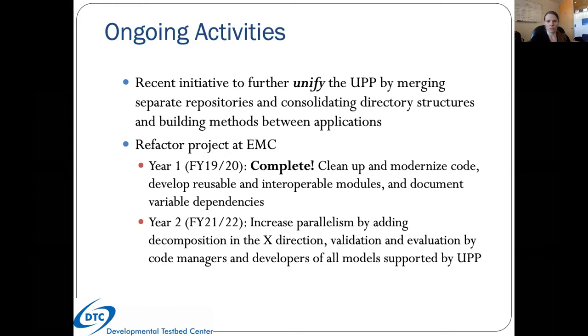We also have a refactor project that's ongoing with EMC. Year one is complete, and those activities included cleaning up and modernizing the code, developing some reusable and interoperable modules, and documenting variable dependencies. We're currently in year two of this project, and that includes increasing parallelism by adding decomposition in the X direction. While I did say that UPP was an MPI parallel code, it is only decomposed in the Y direction currently. So that is something that's being done right now. And then validation and evaluation by code managers and developers of all models supported by UPP. Right, and that is all I have, and I'll be happy to take any questions.